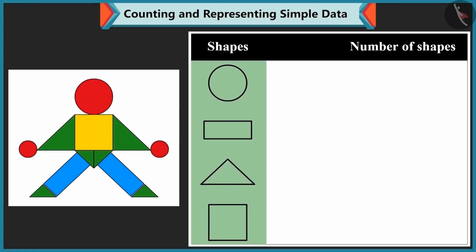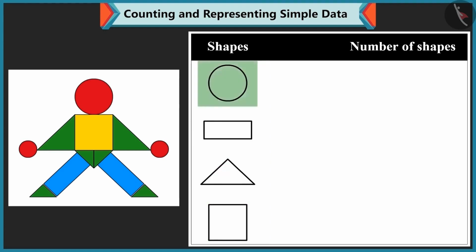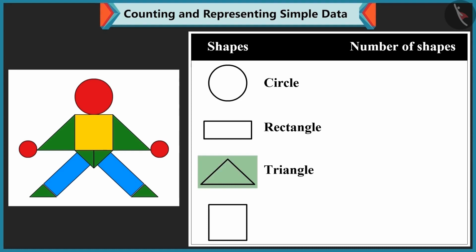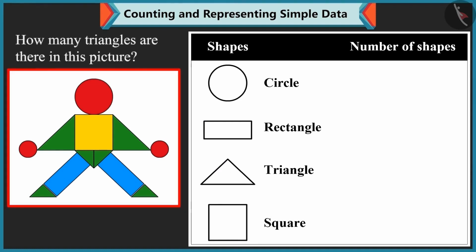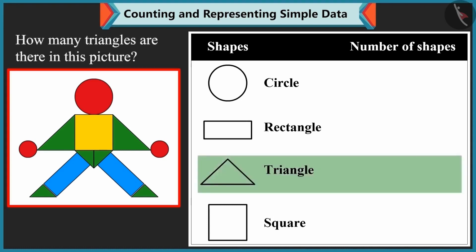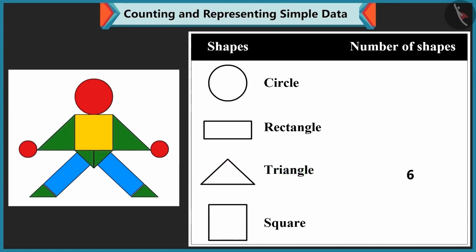Come on, now tell me the names of these shapes. This shape is a circle. This is rectangle. This one is triangle and this shape is square. Well done. Now tell me how many triangles are there in this picture? There are 1, 2, 3, 4, 5 and 6. There are 6 triangles. Well done.